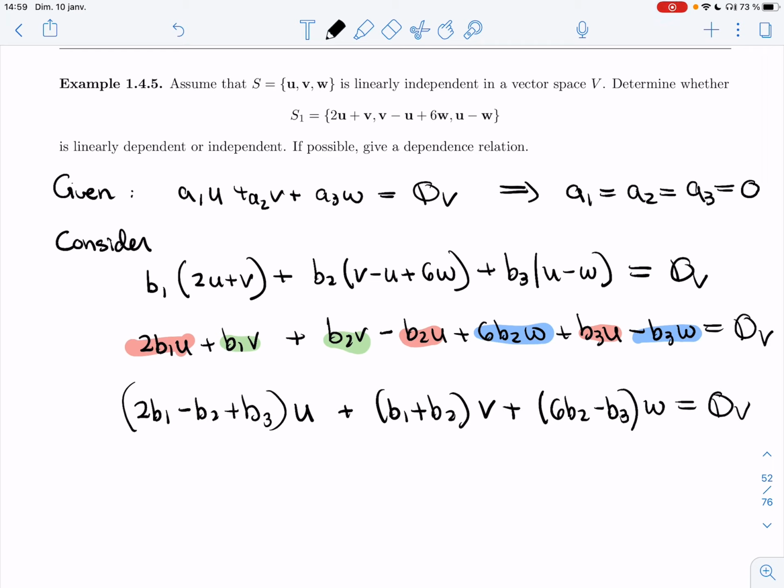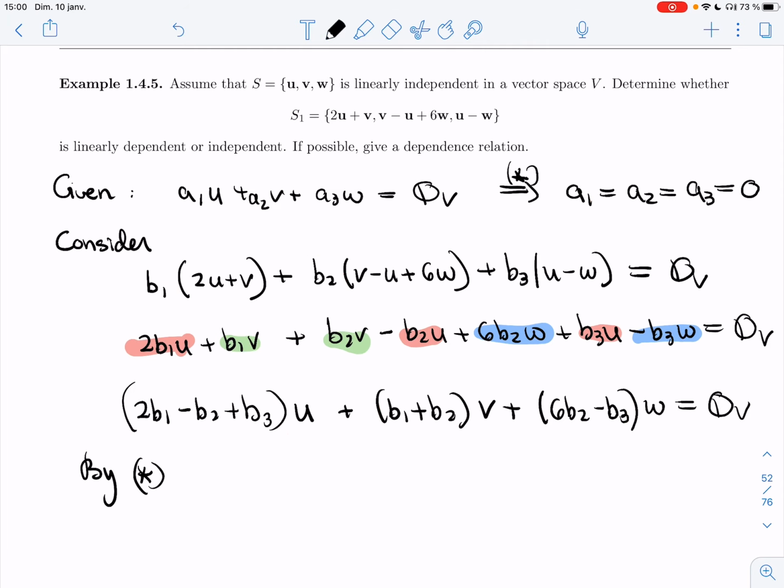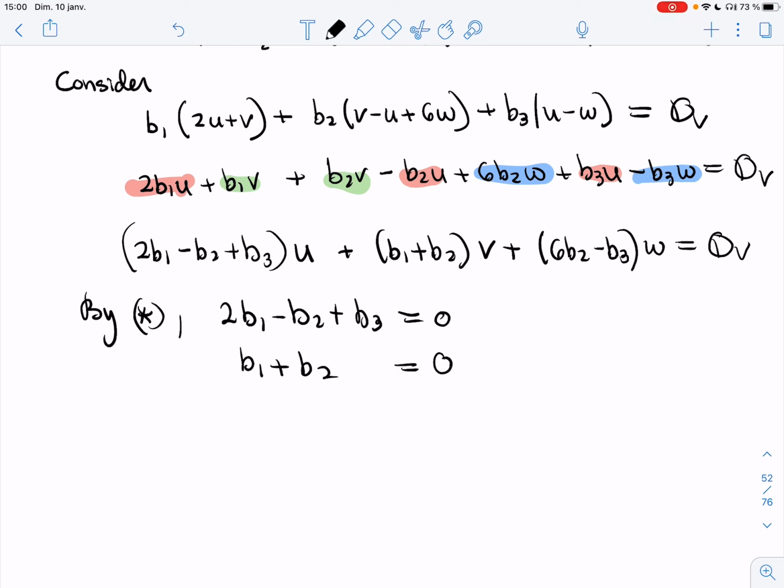And I'm assuming that this gives me 0, and so by star, because the vectors I started with are linearly independent, I know now that the coefficients need to be 0: this needs to be 0, this needs to be 0, this needs to be 0. Notice that it doesn't solve the question for S1 because it's not this sum that I need to be 0. I need b1, b2, b3 to be 0, so we still need to do some work. So I get that the coefficients in the expanded version need to be 0 because I was told that u, v, and w formed a linearly independent set.